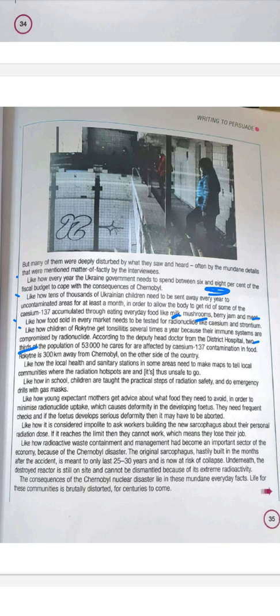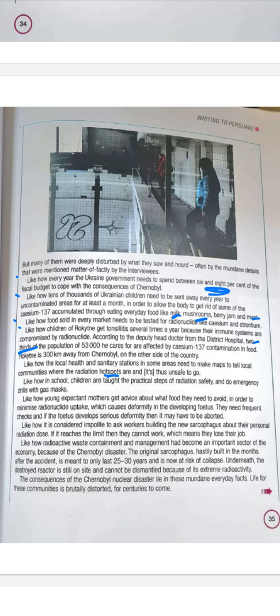Wow. Like how the local health and sanitary stations in some areas need to make maps to tell local communities where the radiation hotspots are, and thus it's unsafe to go. Do you think he means Wi-Fi hotspots here? No, he means areas that are concentrated with radiation.